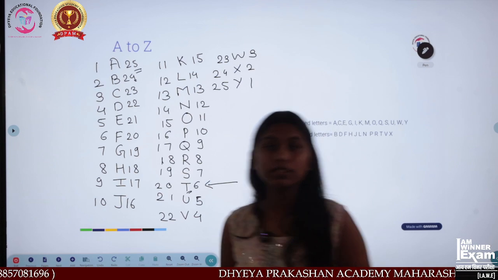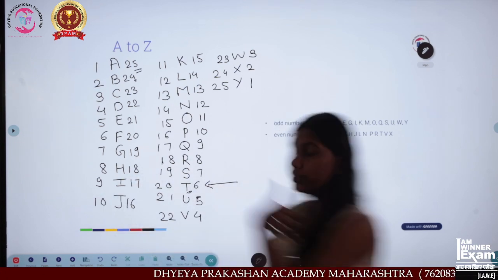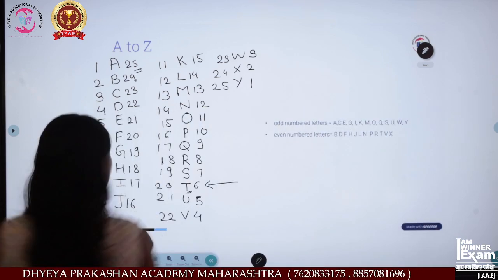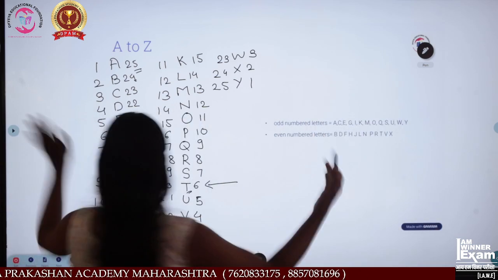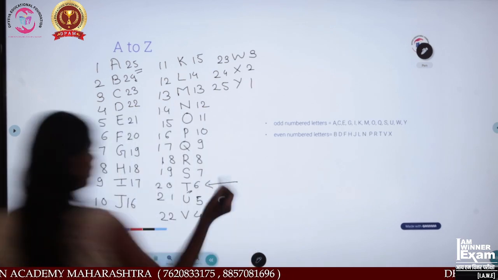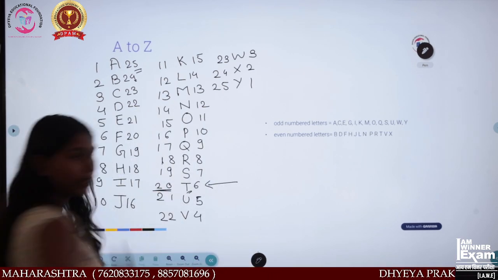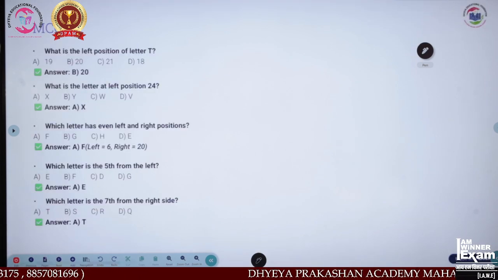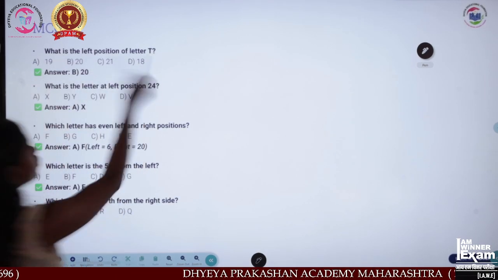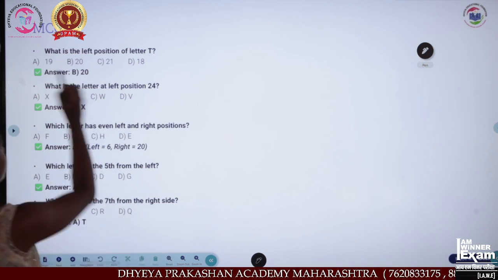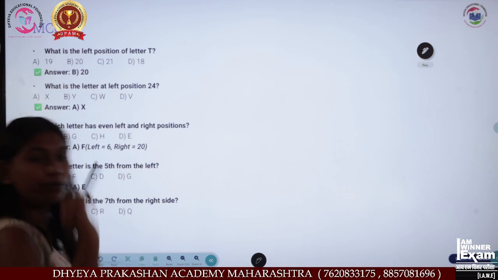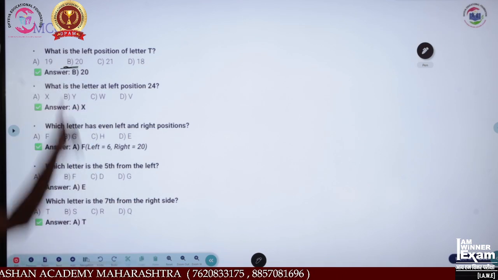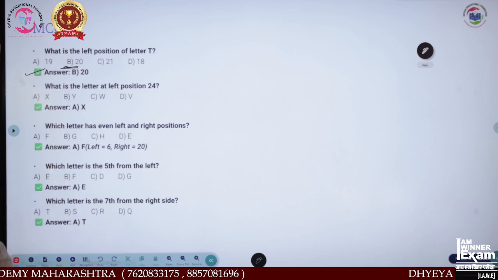Now they are asked about the left position. This is the right hand side and this is my left hand side. Okay, so the left position, which is here, is 20. So coming towards the question, the left position of the T, which we had seen just now, is 20. So here option D contains 20, so the correct option will be D.